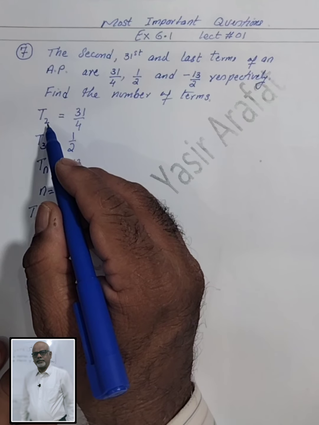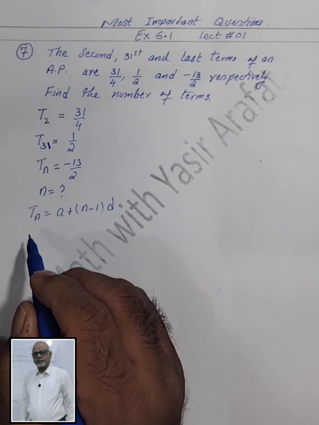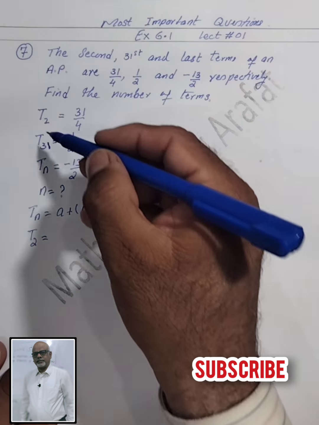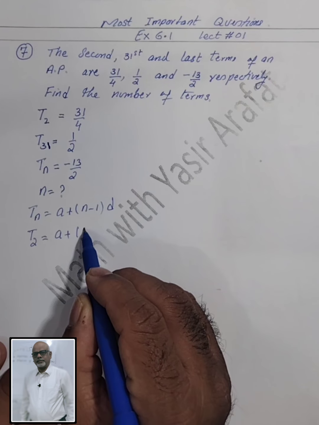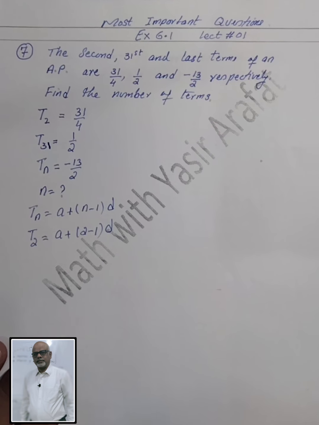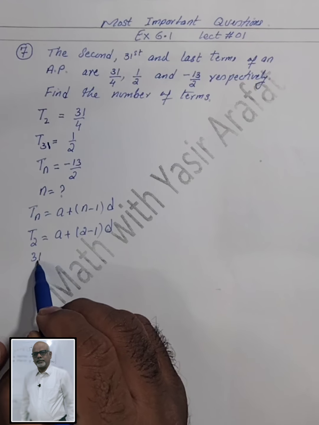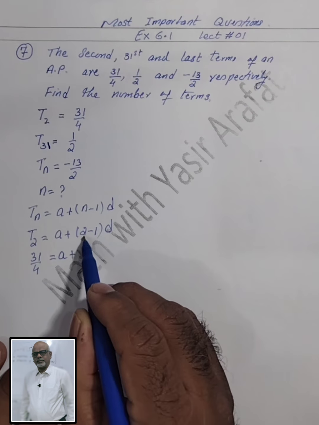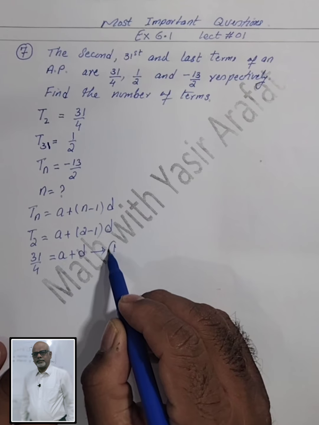So T2 means n is equals to 2, T31 means n is equals to 31. So here T2 means n is equals to 2. So we have to put the value of n, it is equals to 2, and this is D. And what is the value of T2? It is equals to 31 over 4. And this is 2 minus 1 means 1. This is, say, equation number 1.